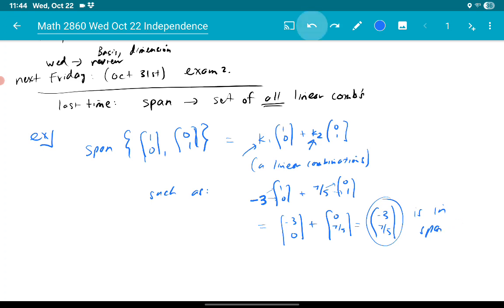So this vector right here, (-3, 7/5), is in the span of (1, 0), (0, 1). I didn't really give it a name. Okay, does that make sense?